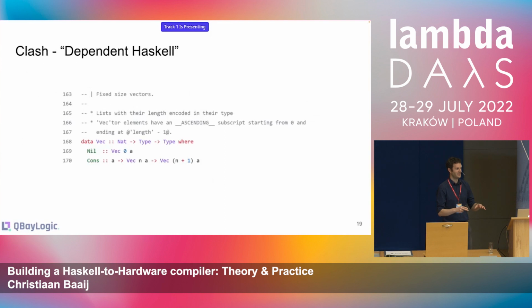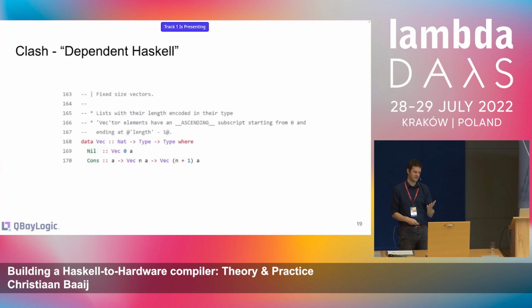And the same with Haskell's regular linked lists. If you have a linked list as the input or the output of the top level entry point of your circuit, then we have no idea how many wires we're going to need for that input. So in Clash, we really need to know how large everything is. So we sort of have dependent Haskell.